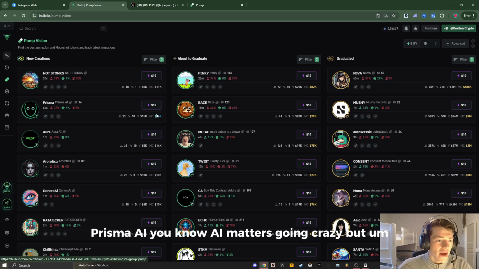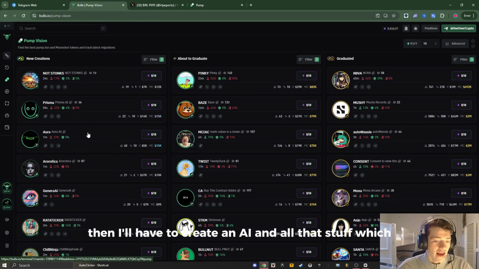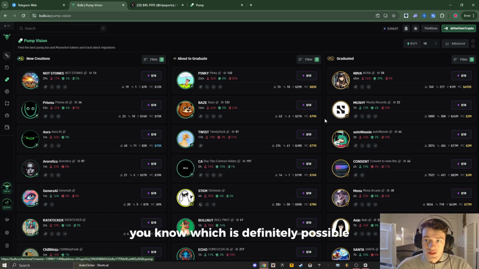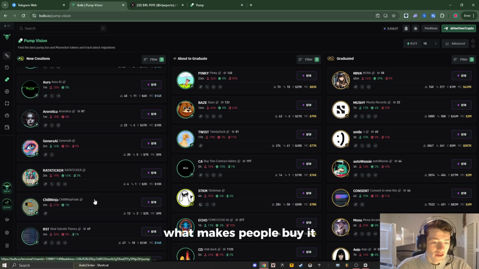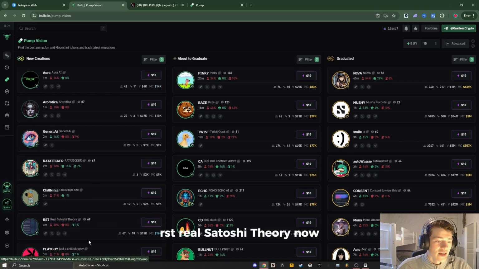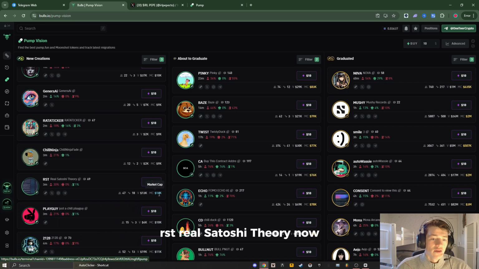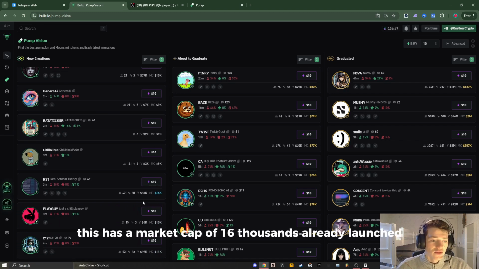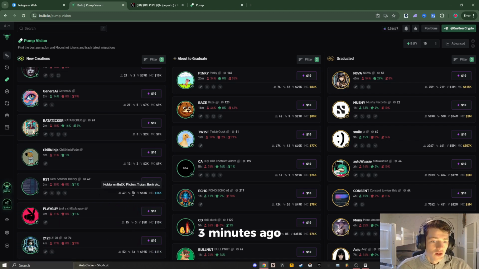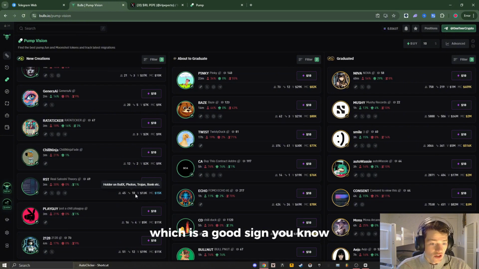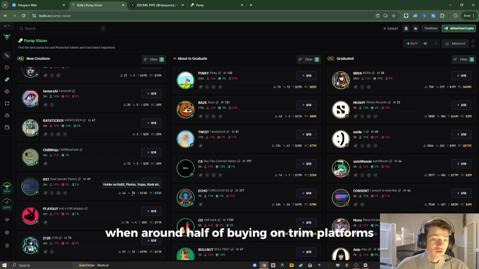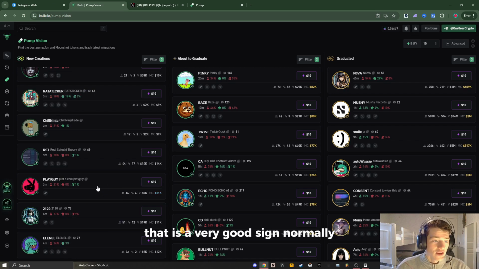Okay, Prisma AI. The AI meta's going crazy, but then I'd have to create an AI and all that stuff, which is definitely possible. And I'll look along. Chill Ninja. Okay, what makes people buy it? RST, Real Satoshi Theory. Now this has a market cap of 16,000 already. It launched 3 minutes ago. 18 holders on Bullx, Photon, Trojan, Bonk, which is a good sign. When around half are buying on trading platforms, that is normally a very good sign.